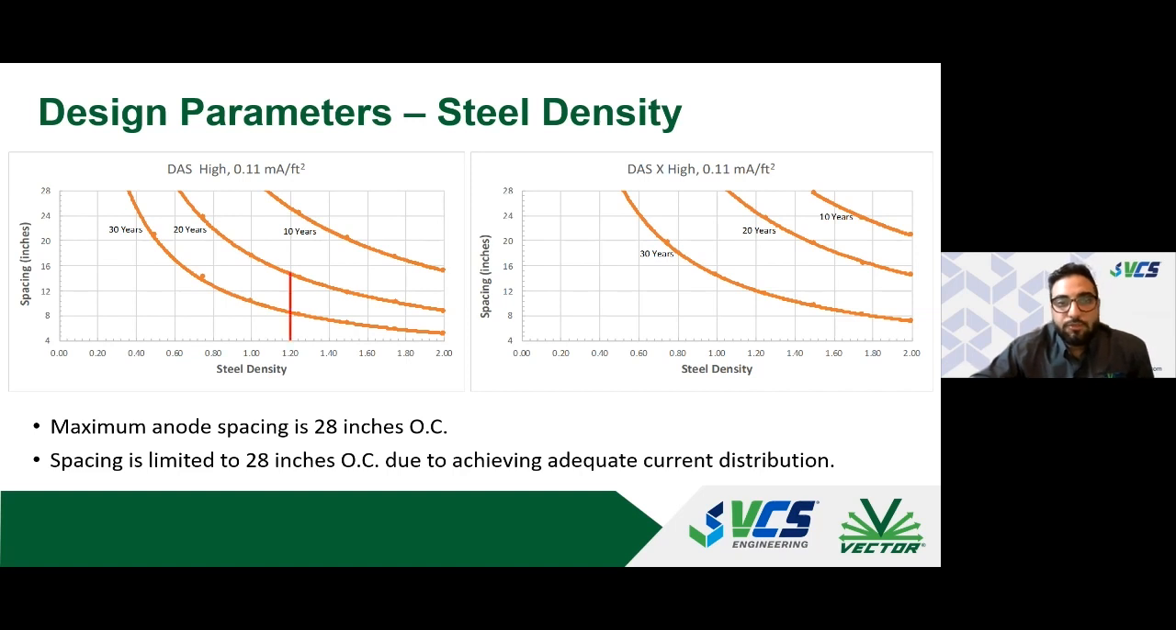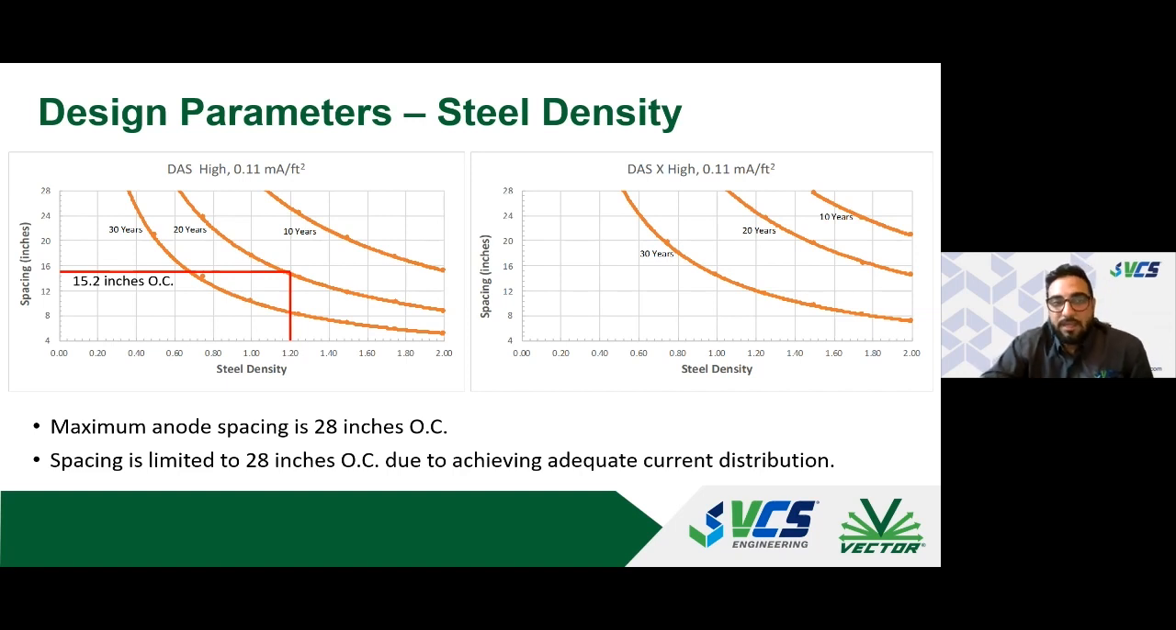So let's assume that we have a steel density of 1.2. We've calculated our steel density, and that's come out to 1.2. We would draw a straight line to a 20-year service life line, because we want to design for a 20-year service life. And once we hit that chart, we would draw another line all the way to the left until we intercept our y-axis. And that gives us a spacing of about 15 inches on center. So in order for us to achieve a 20-year service life with a DAS anode in a high-risk category, we would need to place our anodes approximately 15 inches on center.